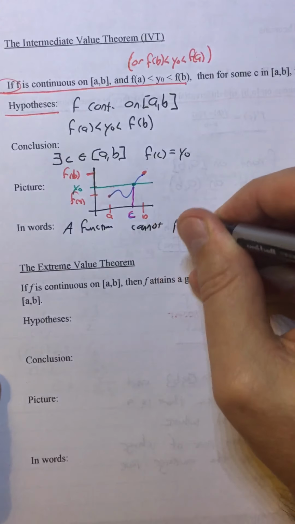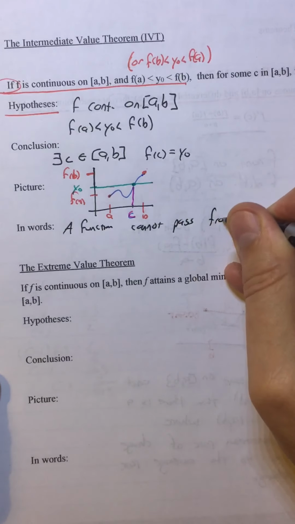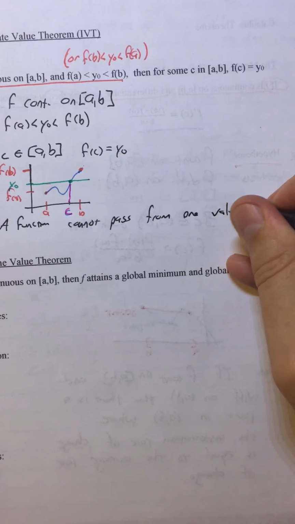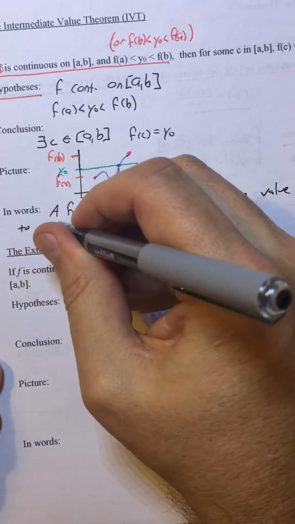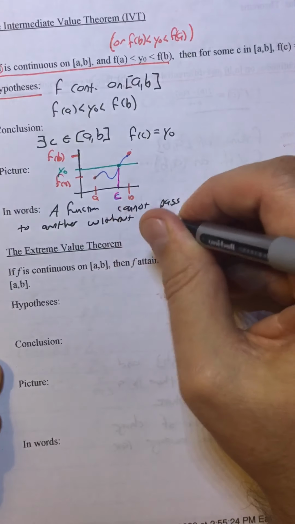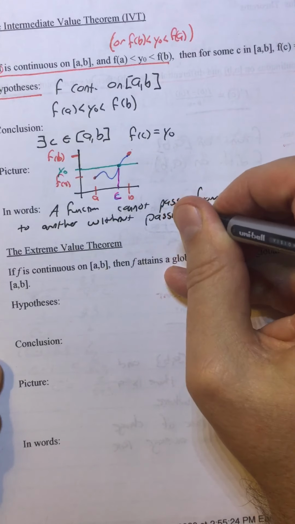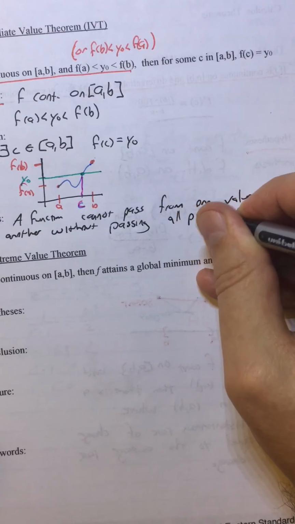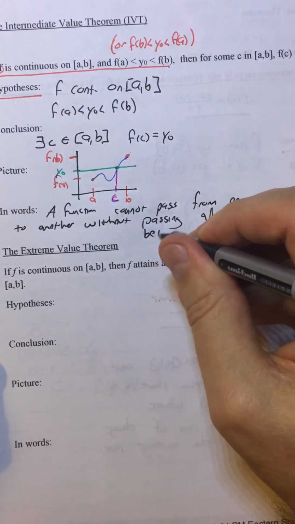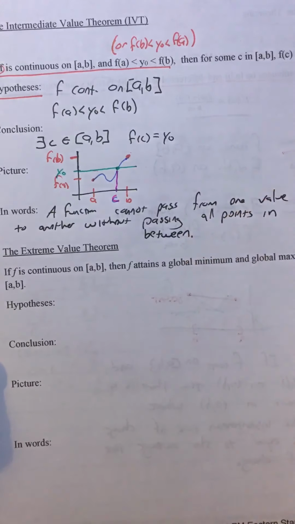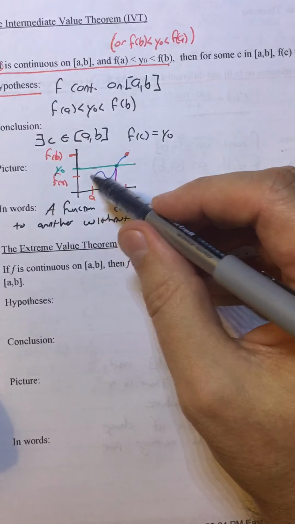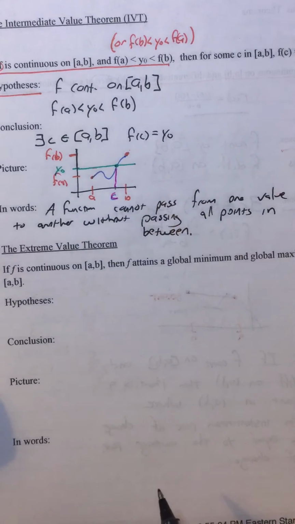So in words, a continuous function cannot pass from one value to another without passing all points in between. Now you could think of different ways to say that. That's just one way that I think of it. You can't get from f(a) to f(b) without crossing everything in between.